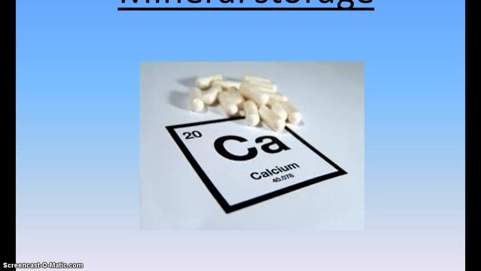Mineral storage. Bones act as storage for minerals such as phosphate and calcium. Calcium is the most commonly known as it helps bones grow and strengthens your bones. A lack of these minerals can affect your bones by making them weaker.